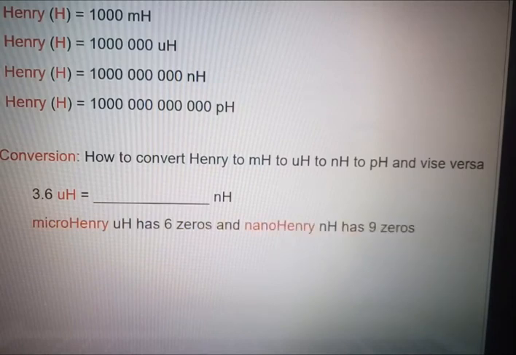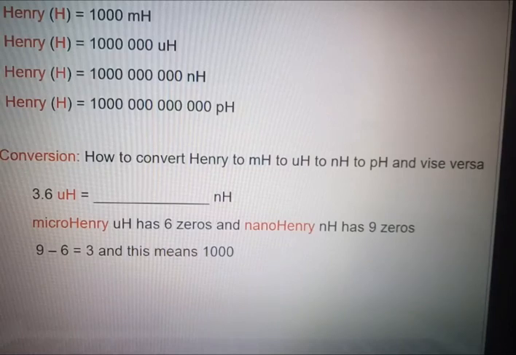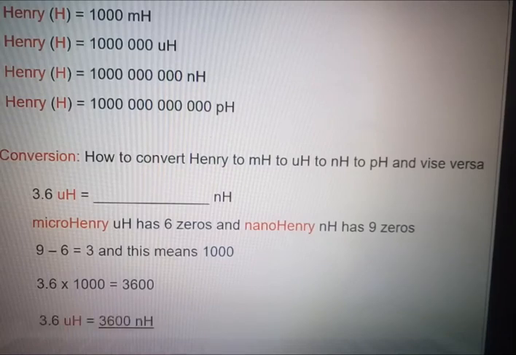Another example, we have 3.6 microhenry convert to nanohenry. So microhenry has 6 zeros and nanohenry has 9 zeros. So you're going to subtract 9 minus 6, that is equal to 3, and that means 1000. So your 3.6 times 1000 is equal to 3600. So your 3.6 microhenry is equivalent to 3600 nanohenry.